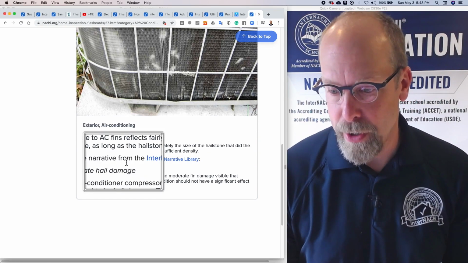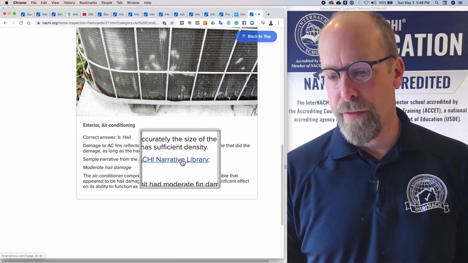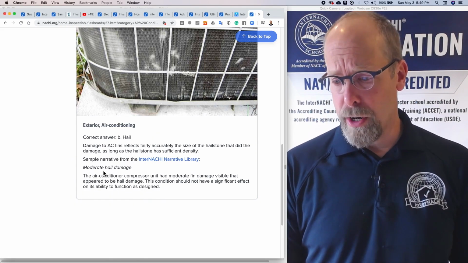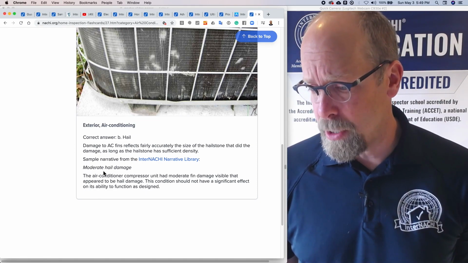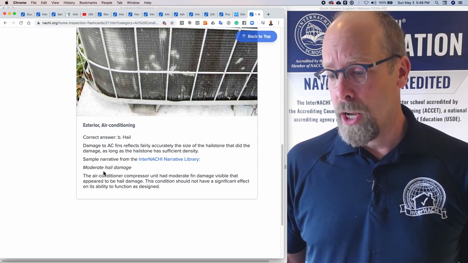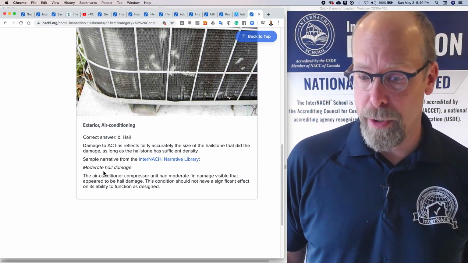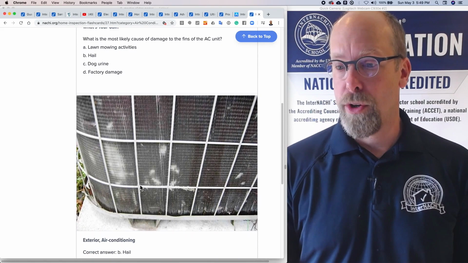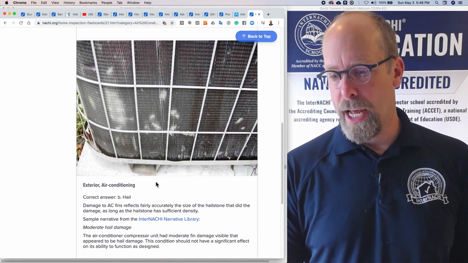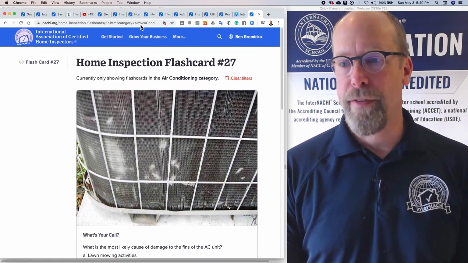And this sample narrative came from the International Narrative Library. Moderate hail damage. The air conditioner compressor unit had moderate fin damage visible that appeared to be hail damage. This condition should not have a significant effect on its ability to function as designed. So you get the practice of identifying a defect and writing a narrative on that observation.